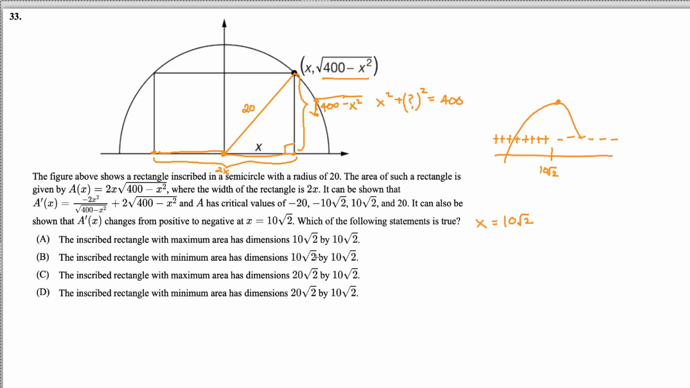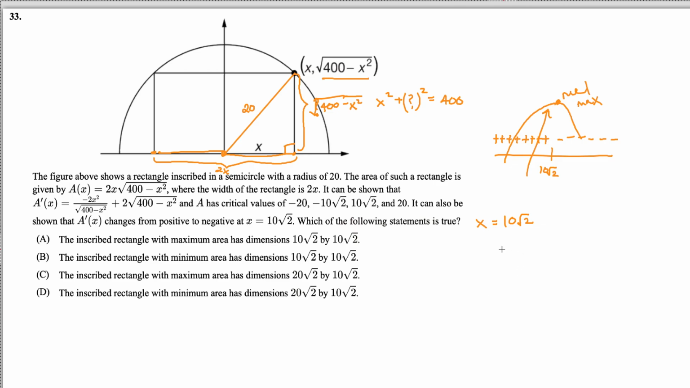Now, they want you to find out which of the following statements is true. Well, what's true is that this is going to be a relative max. Okay, and with that, we could use that information to answer this question. So what do we have here? The inscribed rectangle of maximum area has dimensions.